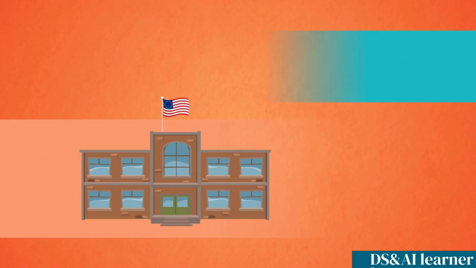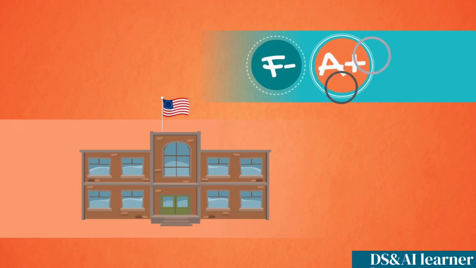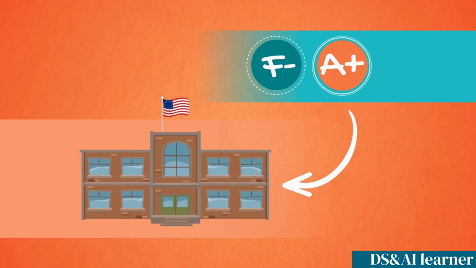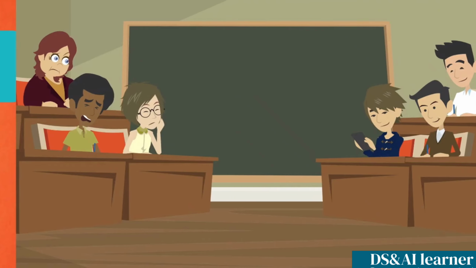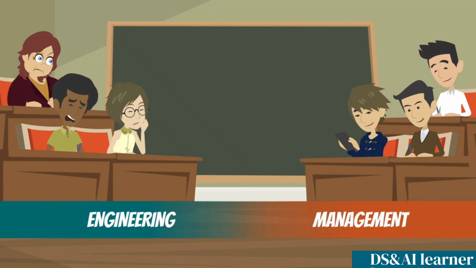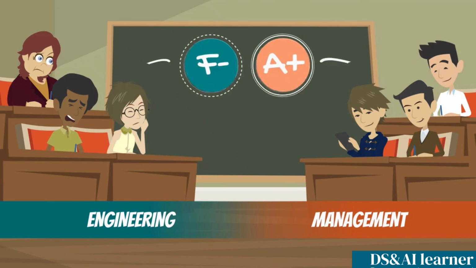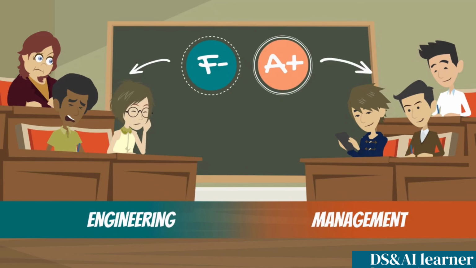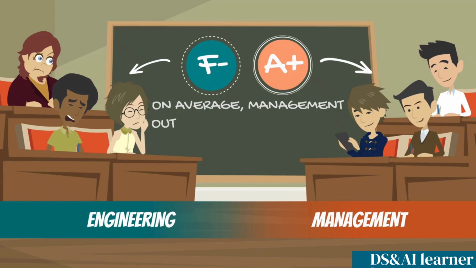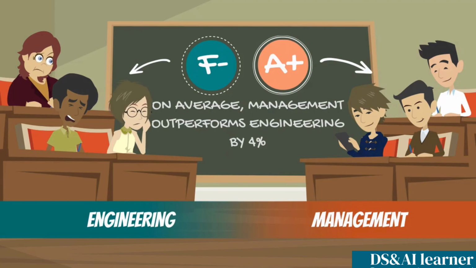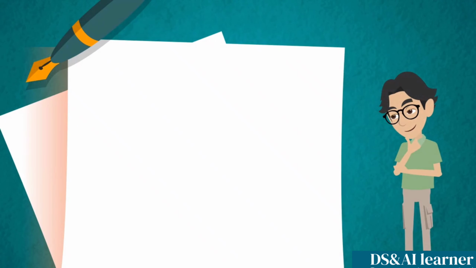We are about to test the average grades of students from two different departments in a UK university. I would like to remind you that in the UK, grades are expressed in percentages. The two departments are engineering and management. We were told by the dean that engineering is a tougher discipline and people tend to get lower grades. He believes that, on average, management students outperform engineering students by 4 percentage points. Now, it is our job to verify if that is the case.